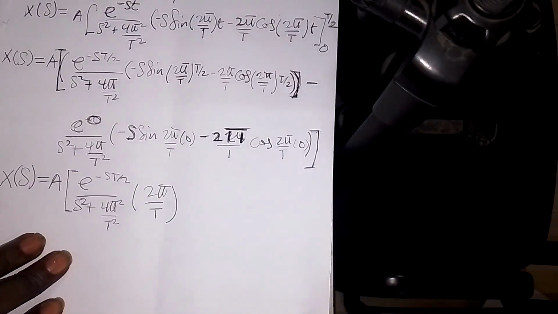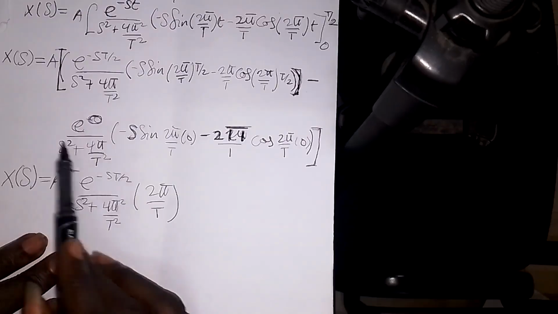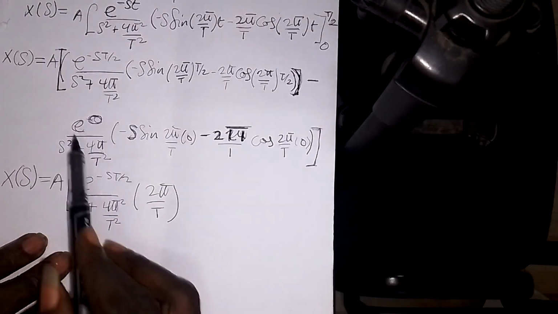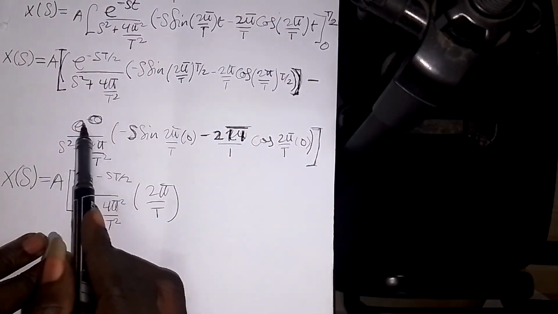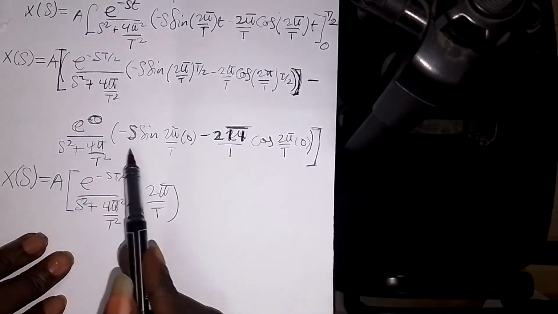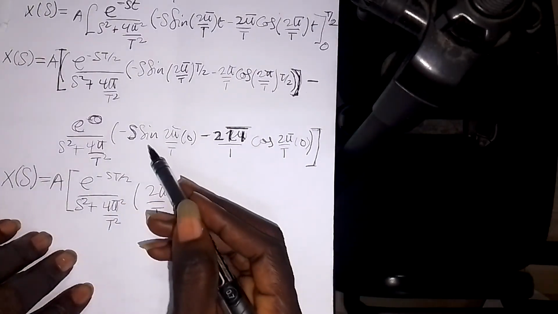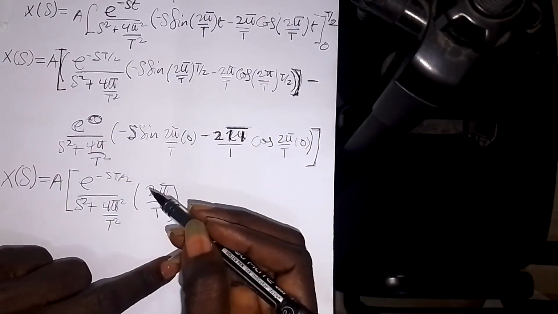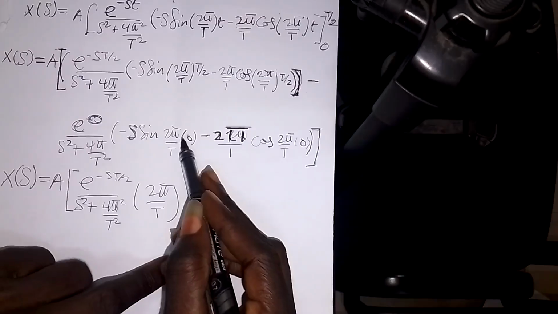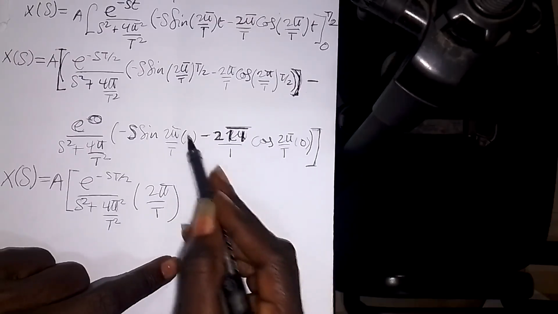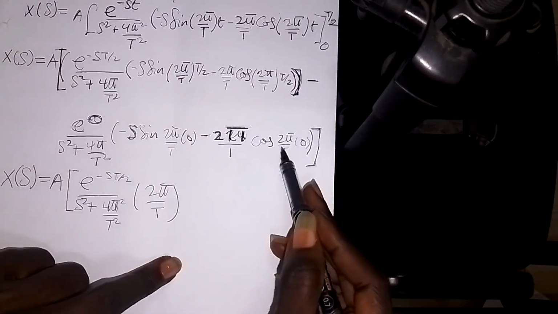Then I'll come to this one, the e exponent 0, the lower limit, which is 0. So here e exponent 0 is 1. So basically I'm going to have 1 over all this one. Then I'll come here also. So if here is 0, sine 0 is 0. Sine 0 is 0. Cos 0 is 1.